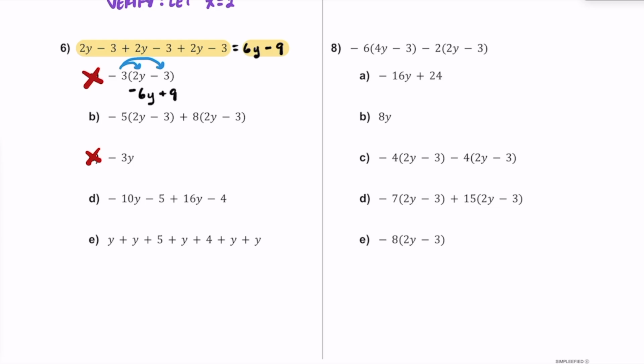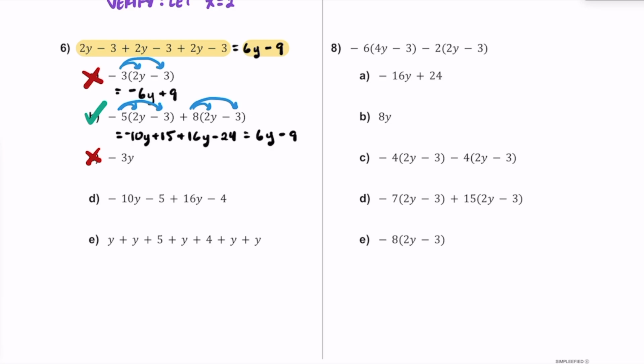Next, let's go ahead and try B. Looks like we have 2 distributive properties to do here. So let's go ahead and distribute the -5 to both of these and the 8 to both of these. Okay. -5 times 2y is going to be, let's say, -10y. And then we're going to write plus 15. And then plus 16y. And then minus 24. Combining -10y plus 16y, that's going to be 6y. And then combining 15 minus 24 is going to be negative 9. So you can see right here that this 6y minus 9 does match this one here. So as long as we did everything correctly, these must be equivalent.